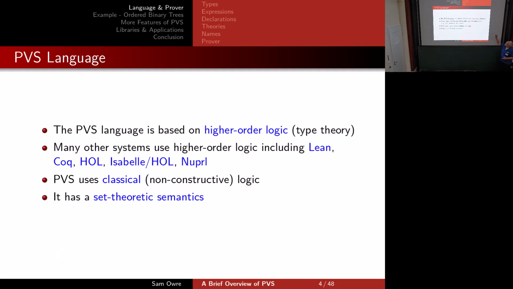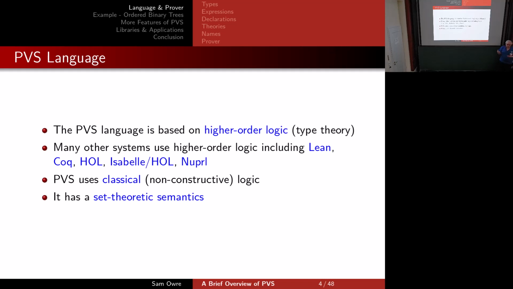So it's based on higher order logic, like most of these others, Lean, Coq, all of these are higher order logic. It is a classical logic as opposed to a constructive logic. In some ways that makes it easier for new users to kind of understand what's going on. And also it has a set theoretic semantics because of that. That also in some ways makes it easier to understand. So it's kind of type theory with set theory underneath each type in a sense.